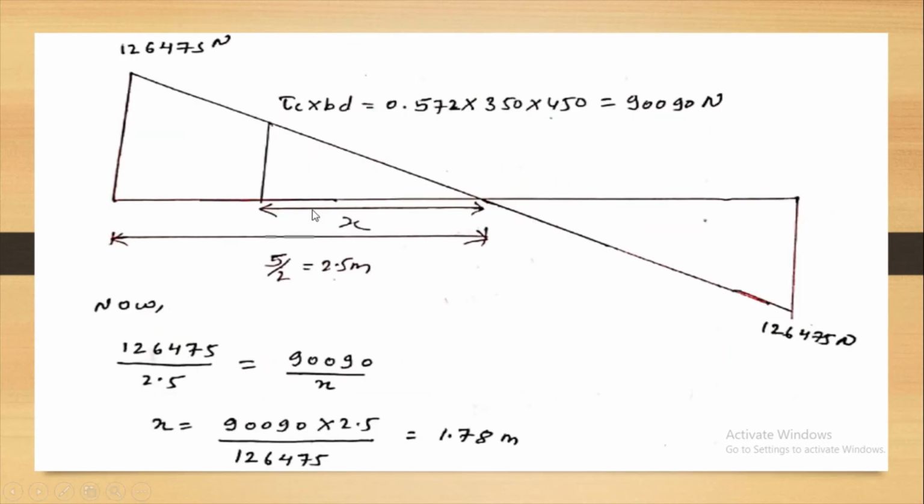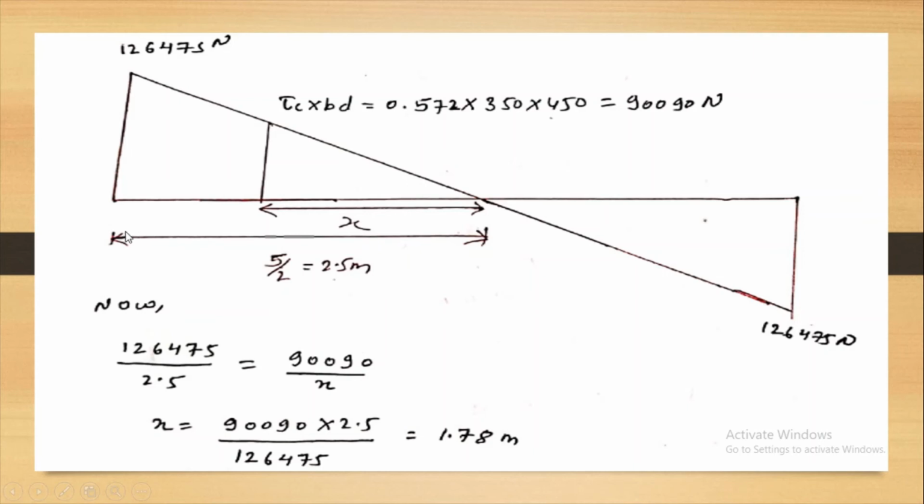Here you can see the diagram. This one is the maximum shear force and this one is also the maximum shear force, and tau c times b d is the shear force which is taken by the concrete. This is the center point of the beam. From the center point up to distance x, concrete resists the shear force. By using the similar triangle formula, I have calculated that the value of x is 1.78 meters.